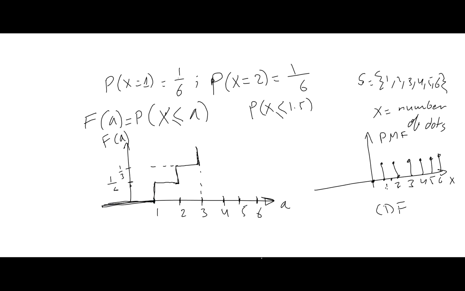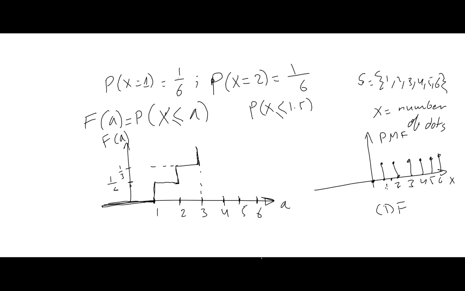For example, when you throw a die, what is the probability that x is less than or equal to 100? Of course, it will be 1, because 6 is less than or equal to 100. So f of infinity equals 1. And also f of minus infinity is always equal to 0.